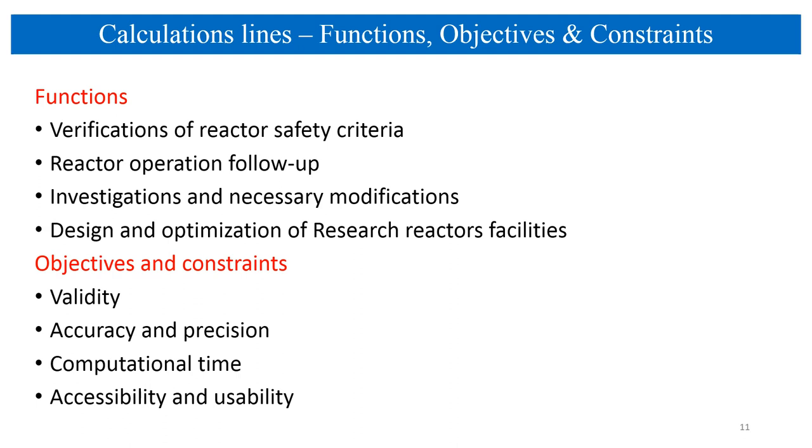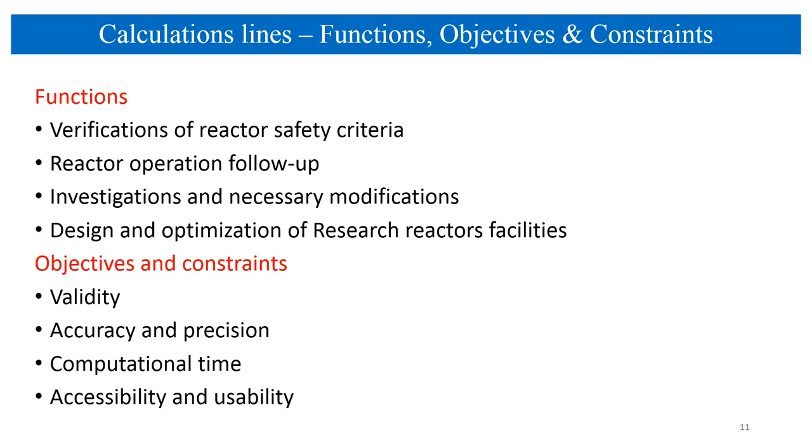In research reactors, we can also use them for design and optimization of the research reactor facilities. We can consider a research reactor as a neutron source. It is always compact, with a core size that allows more leakage, and we use these neutrons from the reactor for what we call facilities. A facility could be a radiography facility or a silicon doping facility, and to reach the optimum performance of these facilities, we can also use these calculation lines.